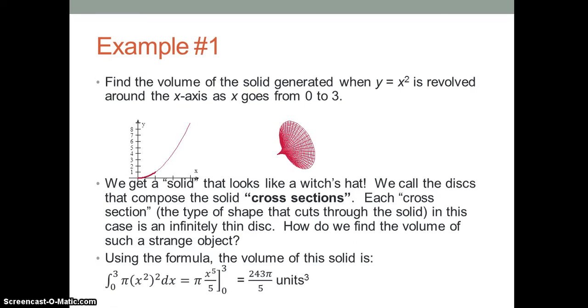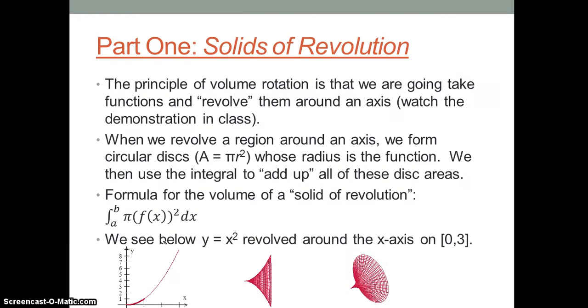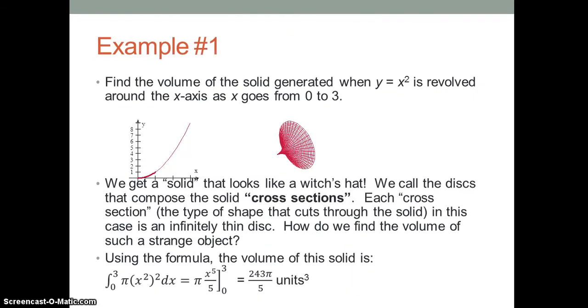This is a sort of problem that you might be expected to do without a calculator. When you integrate this, you're going to get the antiderivative of x to the 5th over 5 times pi, and the final answer is 243 pi over 5 units cubed. Usually units are not asked for in these particular problems, but I included them here just so that you know.